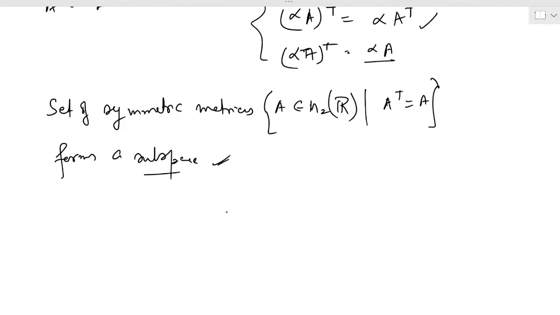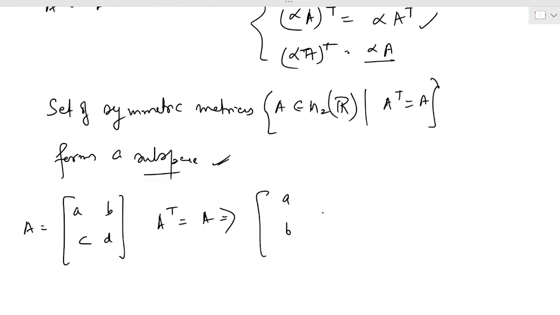Now let us try to find what is the dimension for them. So let us take a matrix with entries A, B, C, D. A transpose should be equal to A. It implies that the matrix A, B, C, D must be equal to its transpose, A, C, B, and D.